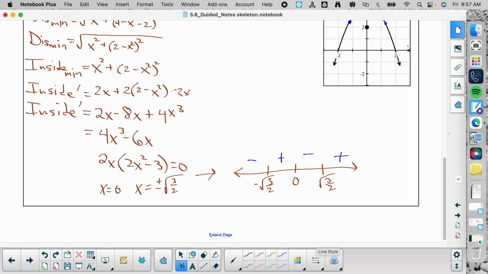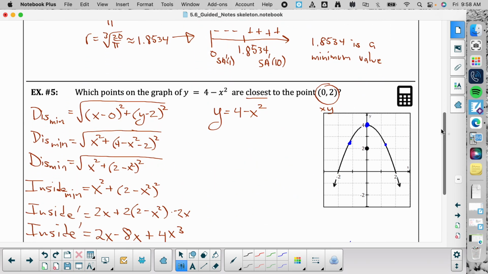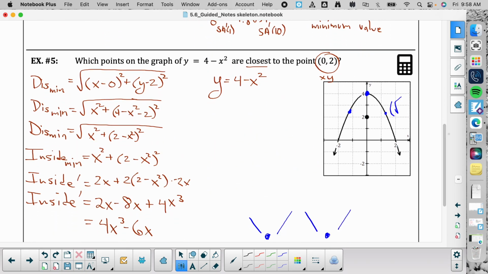So what do I do with that information? Okay. Down, up, down, up. Minimums would be. Perfect. They're relative minimums, but they're also absolute minimums because it's going up everywhere else. So relative minimums is the method we used, but it is absolute minimums. And so plus and minus square root of 3 over 2. And now I just have to find their y values, which if I remember right, wasn't horrible. But I could be wrong.